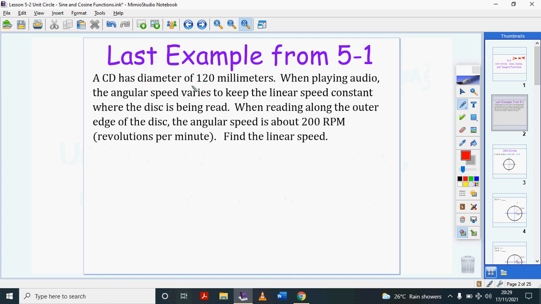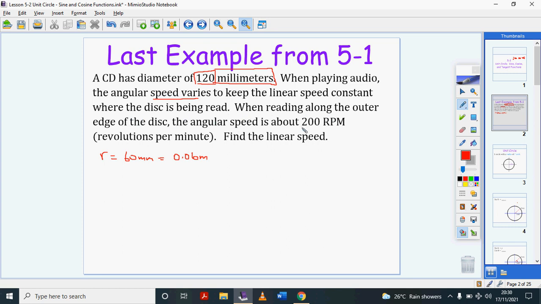So in class today we were not able to finish this example, but I did it on the video. However, I'm just going to do it here again to probably help you explain this more if you need that explanation again. So it says the diameter is 120 millimeters. That means the radius is 60 millimeters, but you have to change that to standard units, which is 0.06 meters. Then it says that the angular speed varies and the linear speed is constant when it's being read.